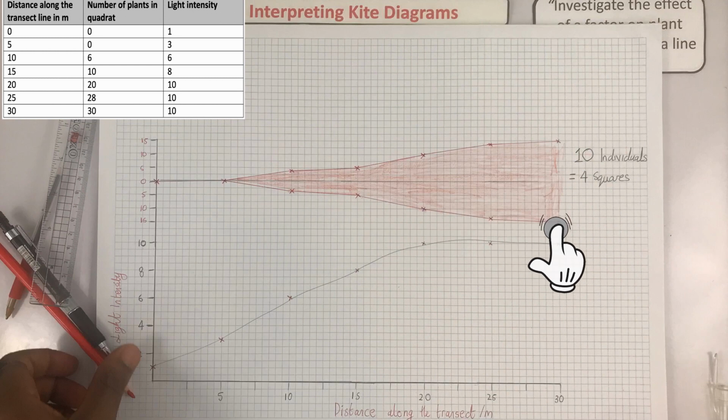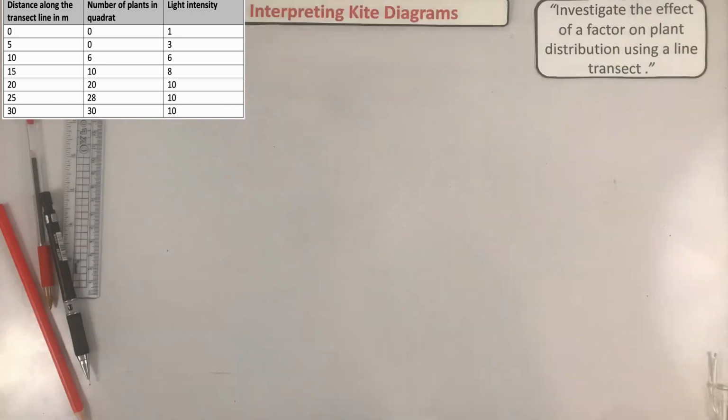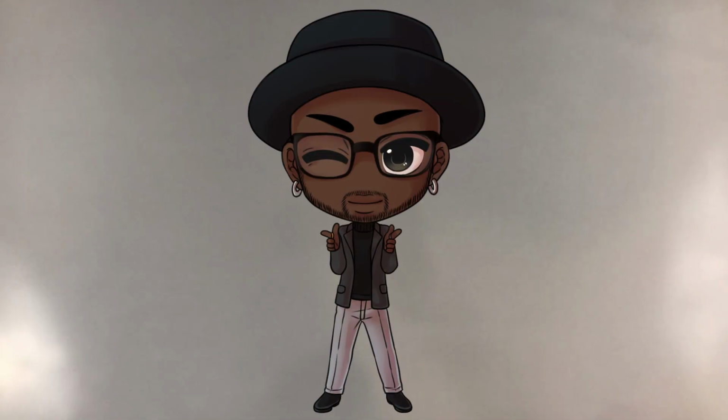A question you may get is something like this: how many individual plants were there at 20 meters? So you count the squares. I have 8 squares at 20 meters. If 4 squares equals 10 individuals, 8 squares must be 20 individuals. There we go. The field investigations require practical.